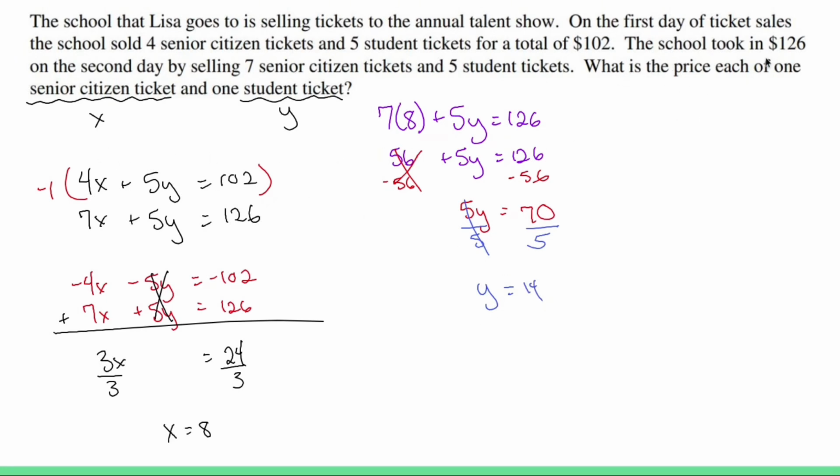Now, what does all this mean? This means the price of each senior citizen ticket is going to be X, so the senior citizen tickets is going to be $8, and student tickets is going to be 14, which I think is ridiculous.